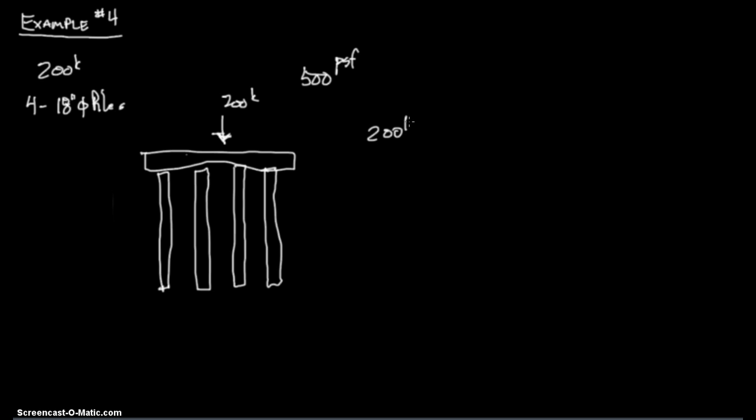So I'd first do 200. That's 200 kips, kind of your P load. Divide it by 4 piles. So that's what, 50 kips per pile.